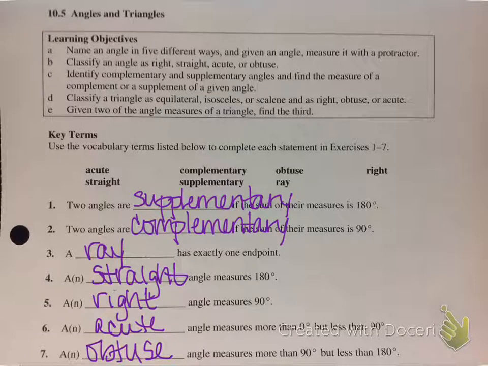A ray has exactly one endpoint, and that would just go on and on in one direction, but have a definite endpoint or a beginning point. A straight angle measure is 180 degrees. A right angle measure is 90 degrees. An acute angle measures more than 0 but less than 90. And an obtuse angle measures more than 90 but less than 180.